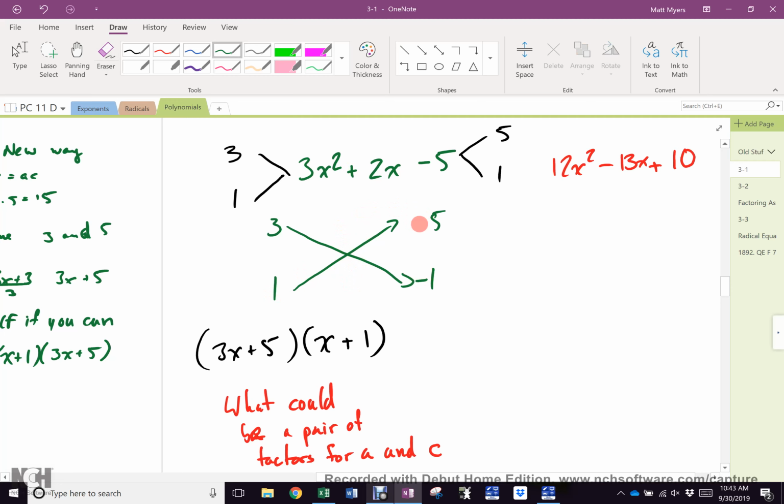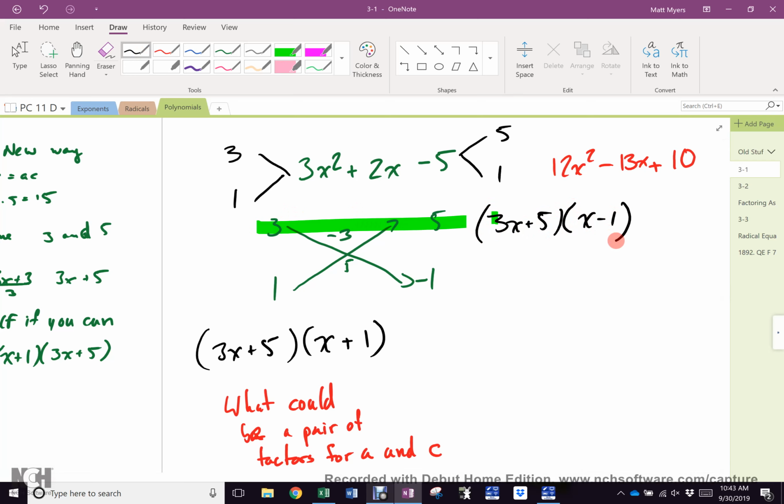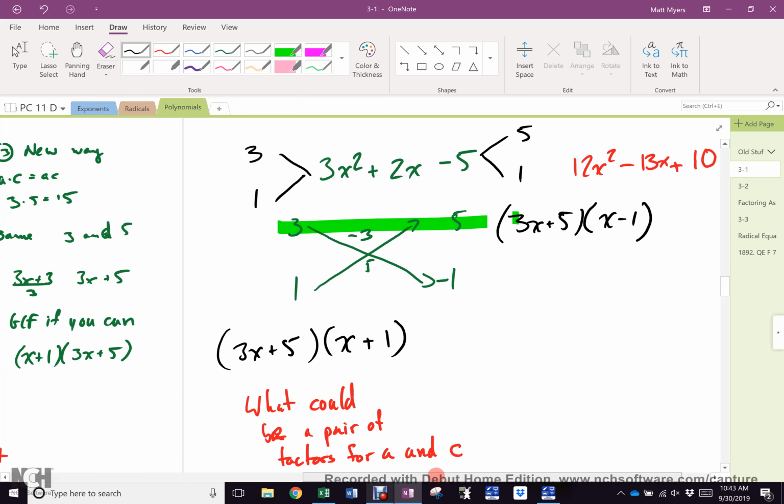Okay, maybe it's this. 3 times 1 is -3. 5 times 1 is 5. Is -3 plus 5 positive 2? So now I have it. Then I would go straight across. 3x plus 5 and x minus 1. Everybody cool? Everybody good? I don't like this way because when the numbers get big, you're guessing. And why would you guess if you don't have to? Right? Everybody good? So you choose your method that works.